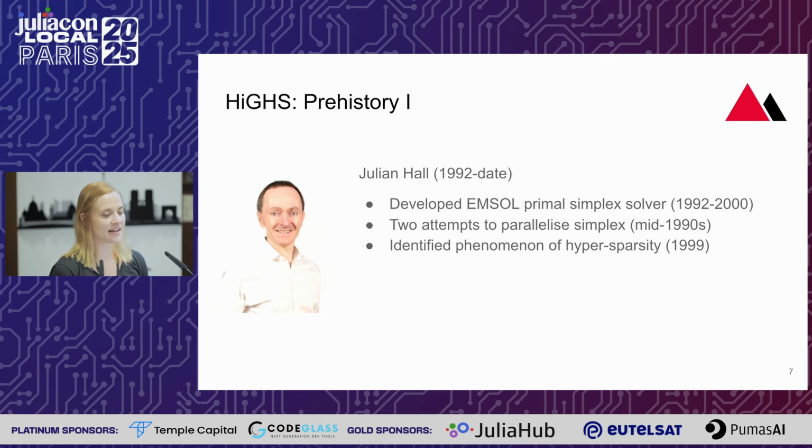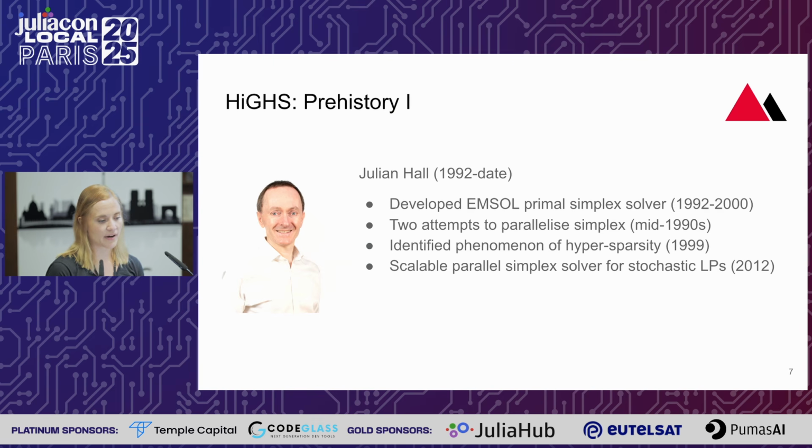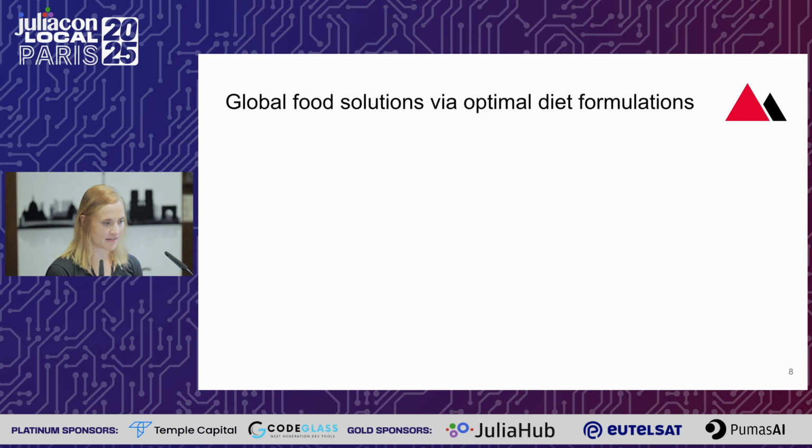In 1999, Julian Hall and Ken McKinnon together identified the phenomenon of hypersparsity. Then there was a scalable parallel simplex solver for stochastic LPs in 2012. That was work done with Miles Lubin. And Julian has done consultancy work since 1997. So one important project of his I will talk about next.